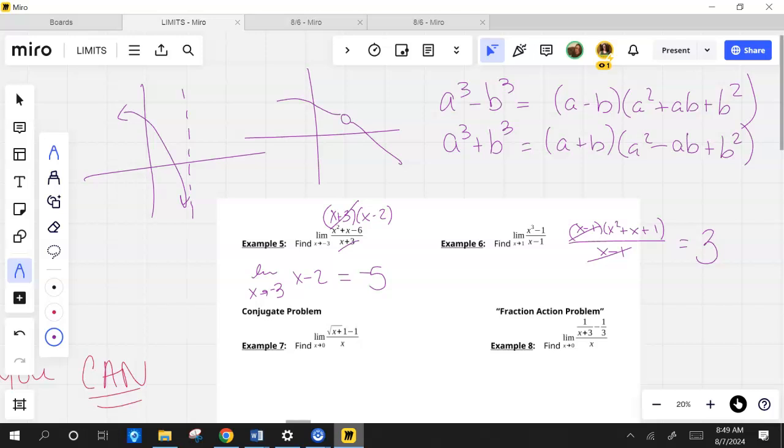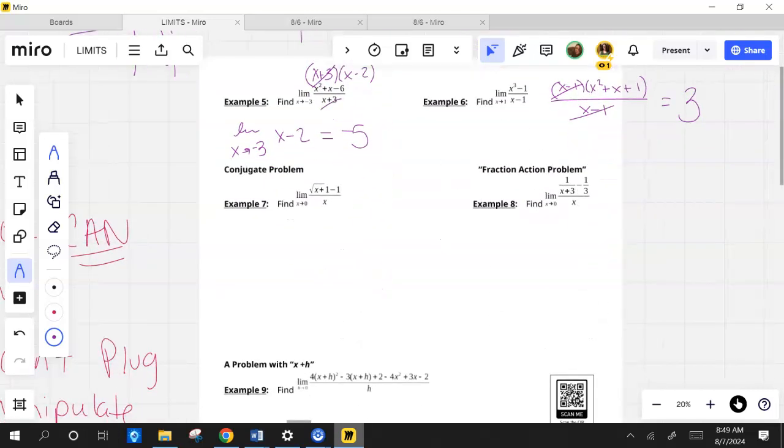Okay. Here's where we get to the good stuff. No, we're not doing that. Look at 7. Can you plug in on 7? No.